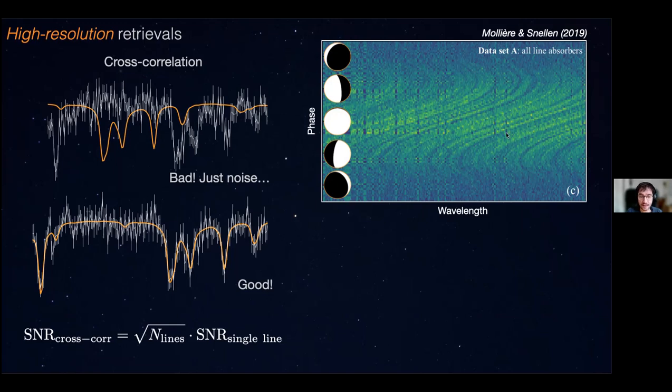The cool thing is the lines of the star and the telluric lines will be stationary. So you can use that to reject the telluric contribution very well, and the stellar contribution, and then you can isolate the planetary signal much better.